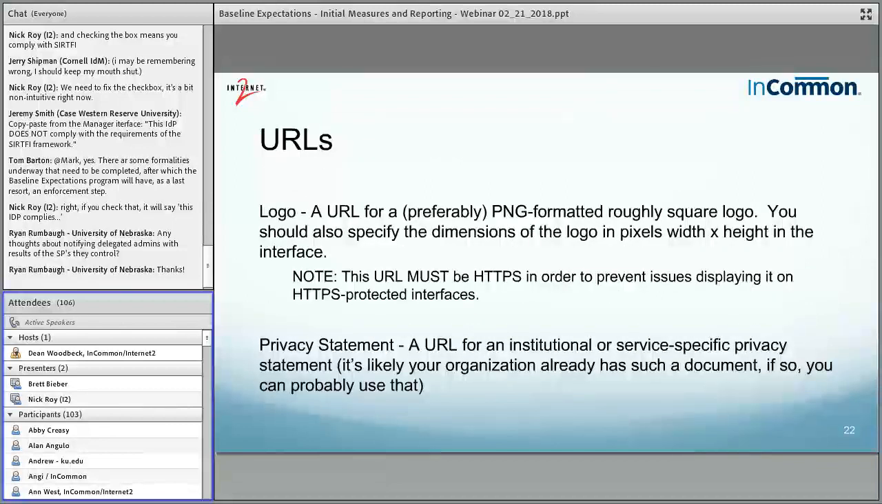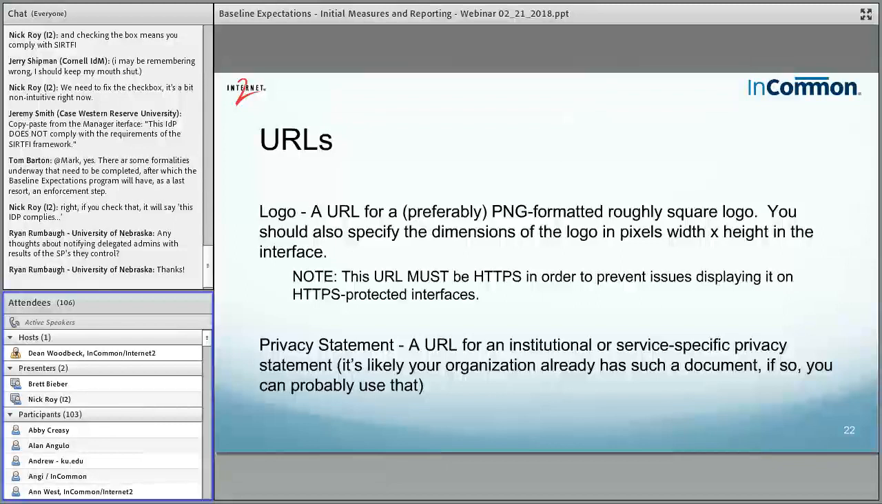Okay, so let's see. And then the URLs, the logo URL and the privacy statement URL. Again, these are things that we'll just be checking whether they exist or not to begin with. But there are some things that you should probably do to make them more nicely usable. We do want you to specify the height and width of the logo that you submit so that the interfaces can size it appropriately. They can resize it if they need to.